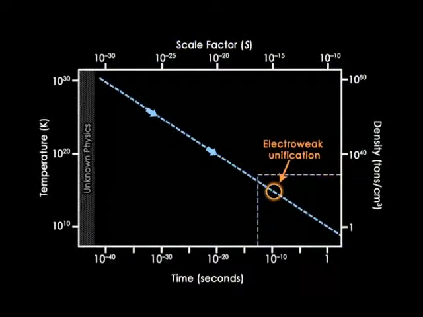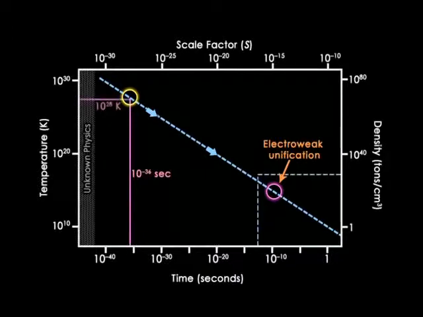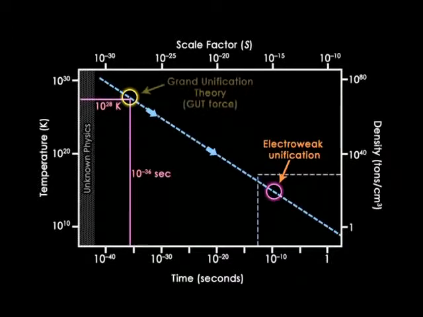Okay, let's go back to our time-temperature diagram. This energy occurs way back at 10 to the minus 36 seconds, or 10 to the 28 degrees. At this extraordinary temperature, it is thought that the electroweak and strong forces become tied together in what's called the grand unification theory, or GUT force.